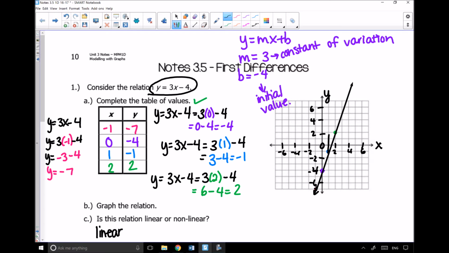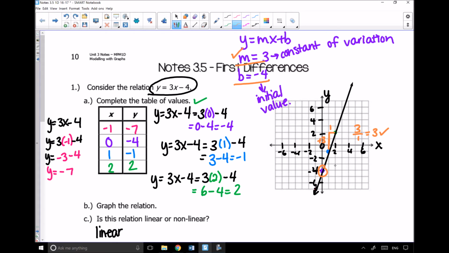So my rise right here is 3. It went up by 3, so this is positive 3. My run is 1, so it's 3 over 1, which is 3, which is what I want. And then my b, I want to verify that my b is really negative 4.